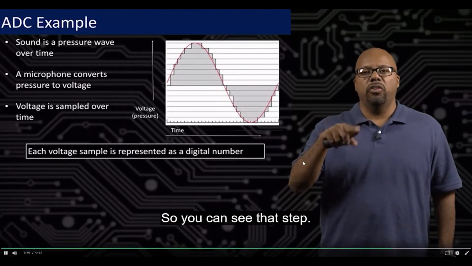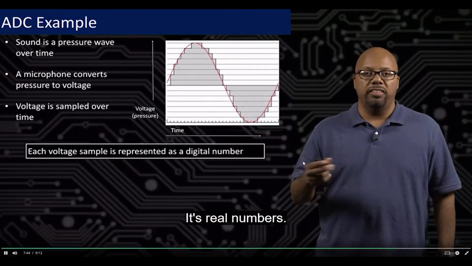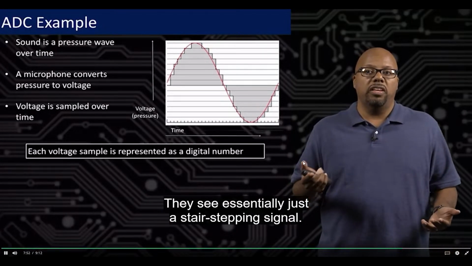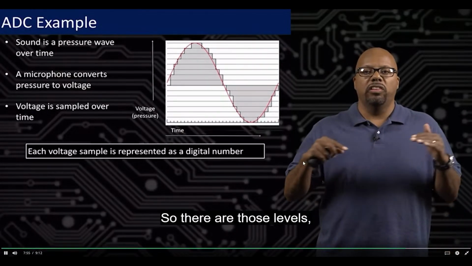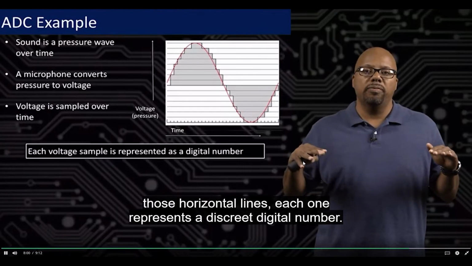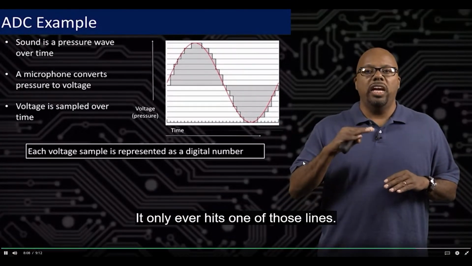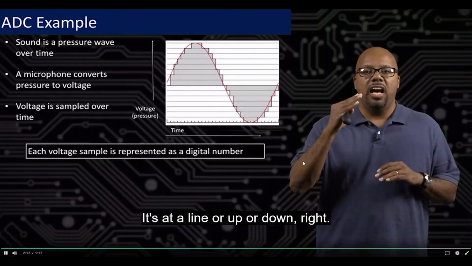So you can see that step. If you look at that red waveform, it's smooth, it's real numbers, it's an analog waveform. Superimposed on that, you see the stair-stepping signal that always has discrete values. Those horizontal lines each represent a discrete digital number: 1, 2, 3, 4, 5. If you look at that stair-stepping waveform overlapped on the analog waveform, it only ever hits one of those lines. It's never in between, right? It's at a line, or up or down, right?